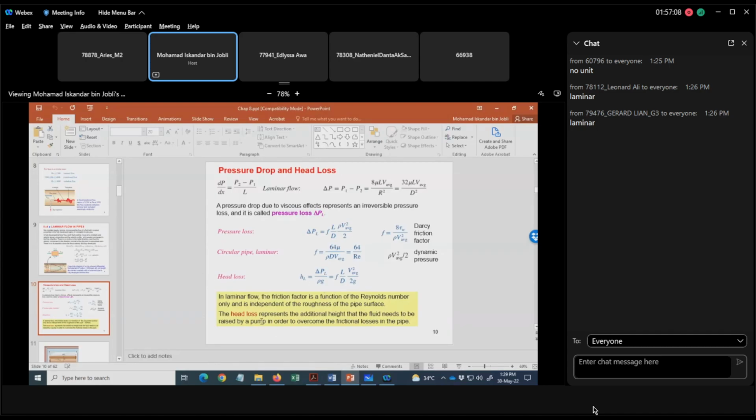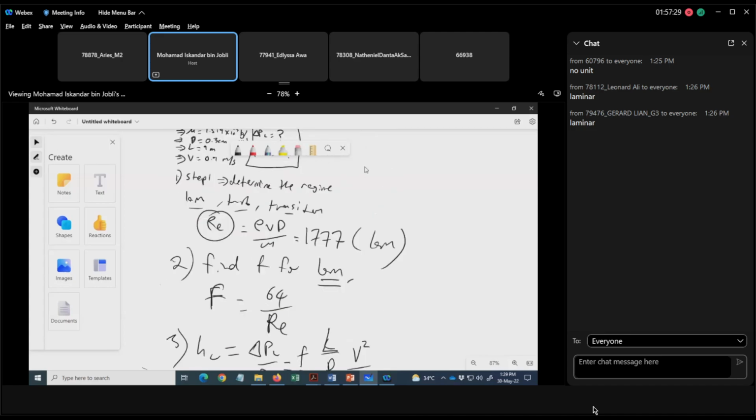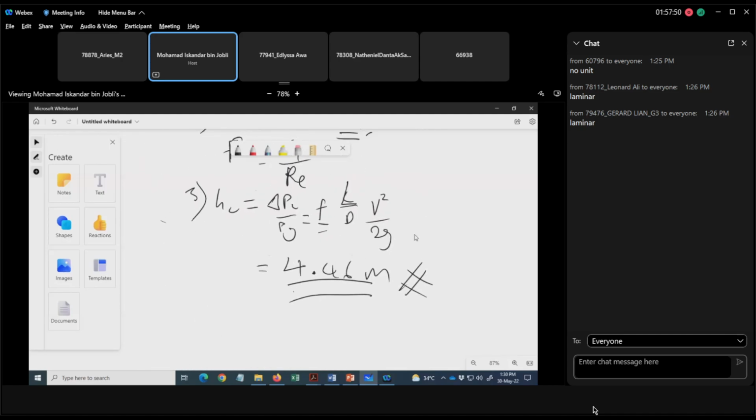Let's go back to the lecture notes. The additional height, yes. The fluid needs to be raised by the pump. We are losing this height. This is the height that we should get without friction for all these requirements: if the water is at 5 degrees, if the rho is 1,000, if the viscosity is this, if these are the conditions of the water. The head loss is the height that we will lose, which must be supported by the pump due to the friction. So this is the additional height that we must provide.